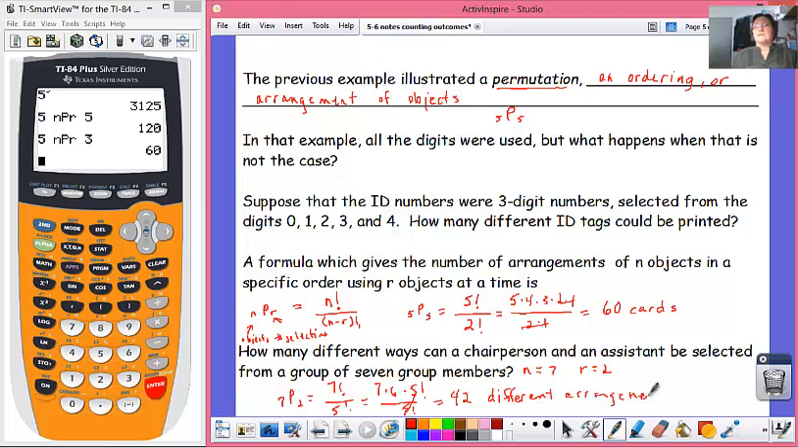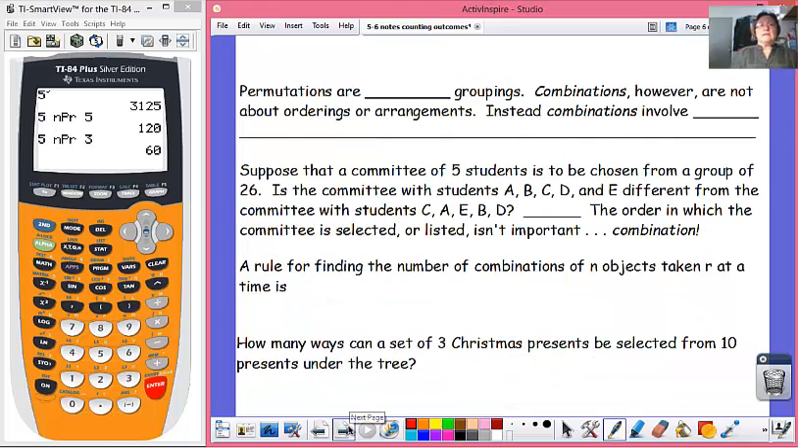And if you want to verify that on your calculator, of course, you're welcome to. Let's move on and carry it to the next level. Permutations are ordered groupings. A lot of times when you talk about permutations and combinations, you hear people use the word order. Permutations are about order. How many different ways could we select 2? Combinations are not about ordering or arrangement. Instead, combinations involve sets. The idea is the number of sets of n objects chosen r at a time.